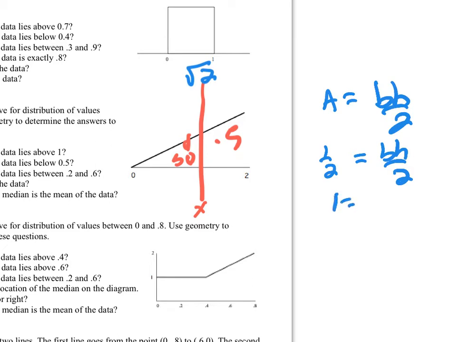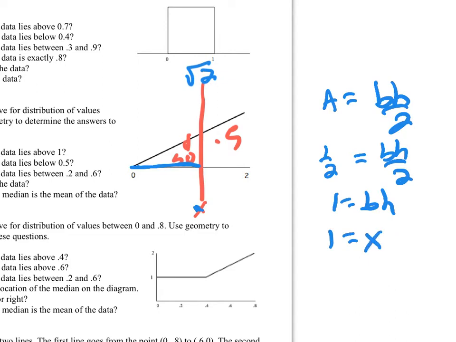So 1 is equal to base times height. If I start with that, that's an easier equation. And if I'm looking at the problem that I just highlighted, what is the base of this triangle? Do I know how long it is? No. So what do I call it? Unknown. X. So 1 equals 1/2 times x times the height.